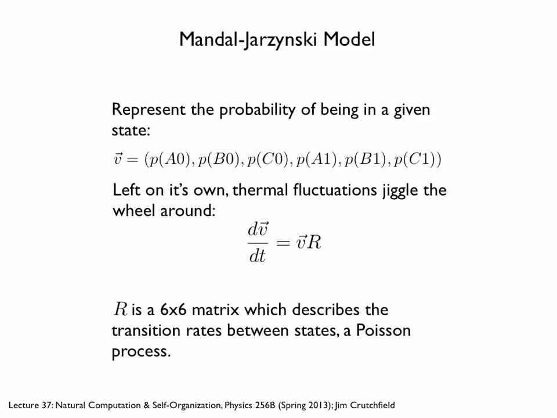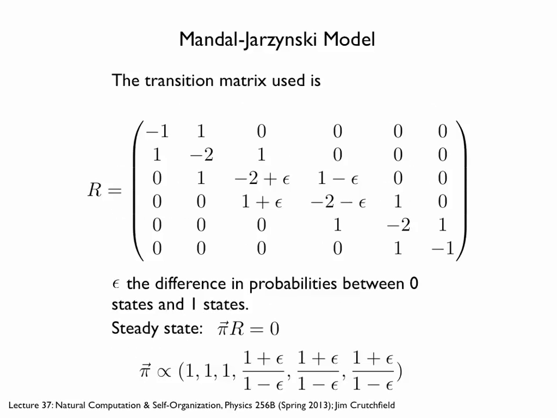Now we start considering the dynamics of the probability distributions over all the states. So we have our vector, which is a probability of being in state A0, B0, C0, A1, B1, C1. And the thermal fluctuations jiggle the states around in the way I described before, and that is described in this vector form by having the derivative of the vector be equal to the vector times some rate matrix, where the matrix contains transition rates between states. And this rate matrix looks like this. Note that it's only got diagonal elements and off-diagonal elements, which reflects the fact that you only have transition rates between nearest neighbors and yourself.